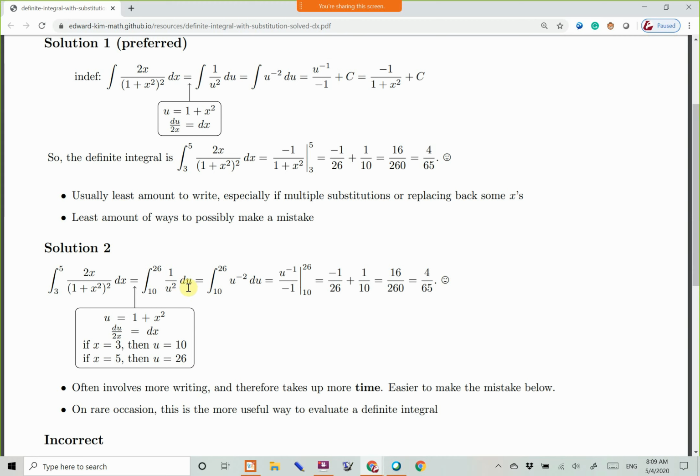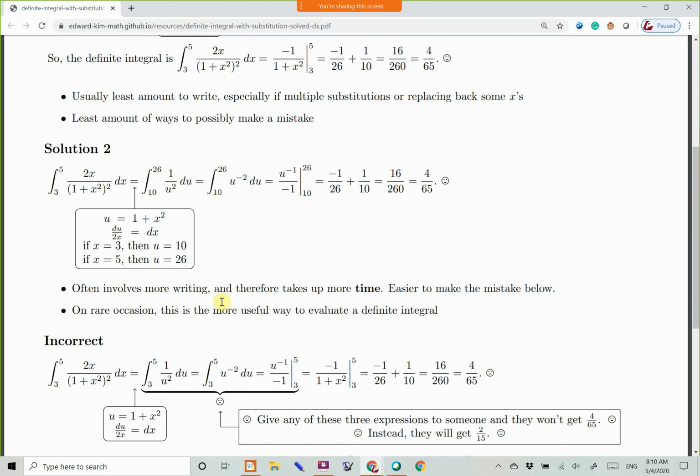Since this integral right here ends in a du, the endpoints of integration have to be u values and not x values. Right, so that's why this is an integral from 10 to 26, not an integral from 3 to 5. Integral from 3 to 5 is incorrect here, right? Integral from 10 to 26 of 1 over u squared du. And then this integral, you compute, and you actually never go back to x values here. Everything stays u's, but you do end up with the same final number here of 4 over 65. So this process works. Solution 2 does end up usually involving more writing.